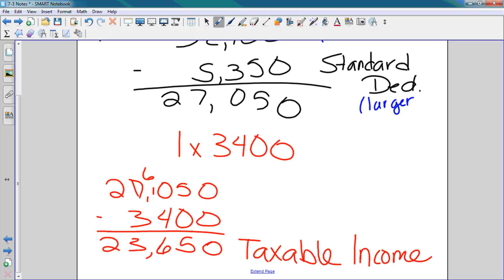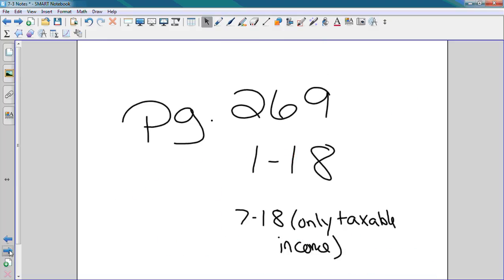Tomorrow, I'm going to show you how to find how much tax you owe if that's your taxable income. And we're supposed to do 1 through what? 1 through 18. But in 7 through 18, this is all you have to find, the taxable income. Tomorrow, we'll find the amount of tax. Go ahead and get started on your homework. And that's it for today.